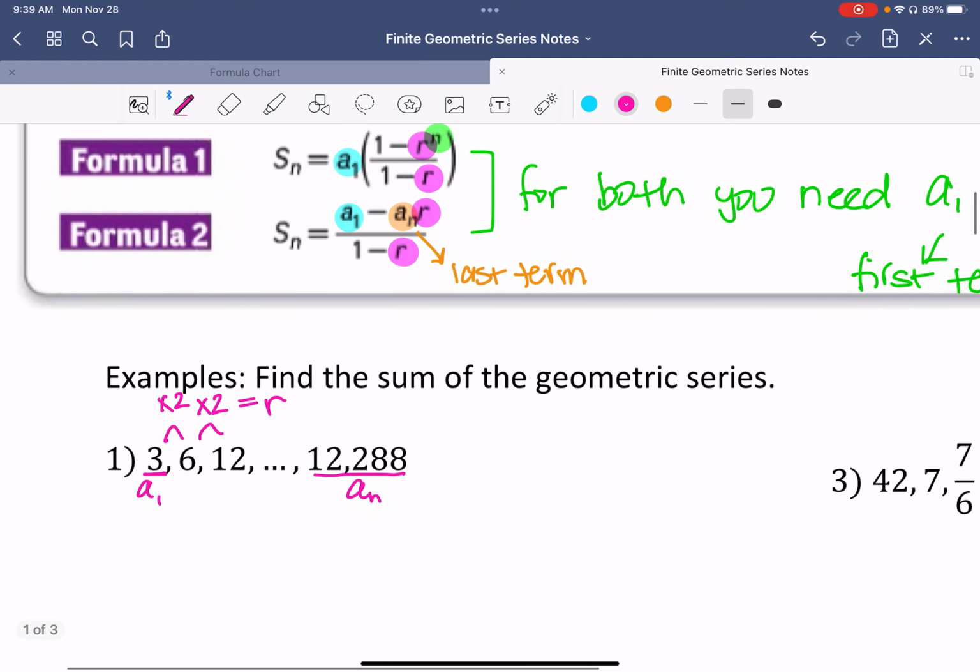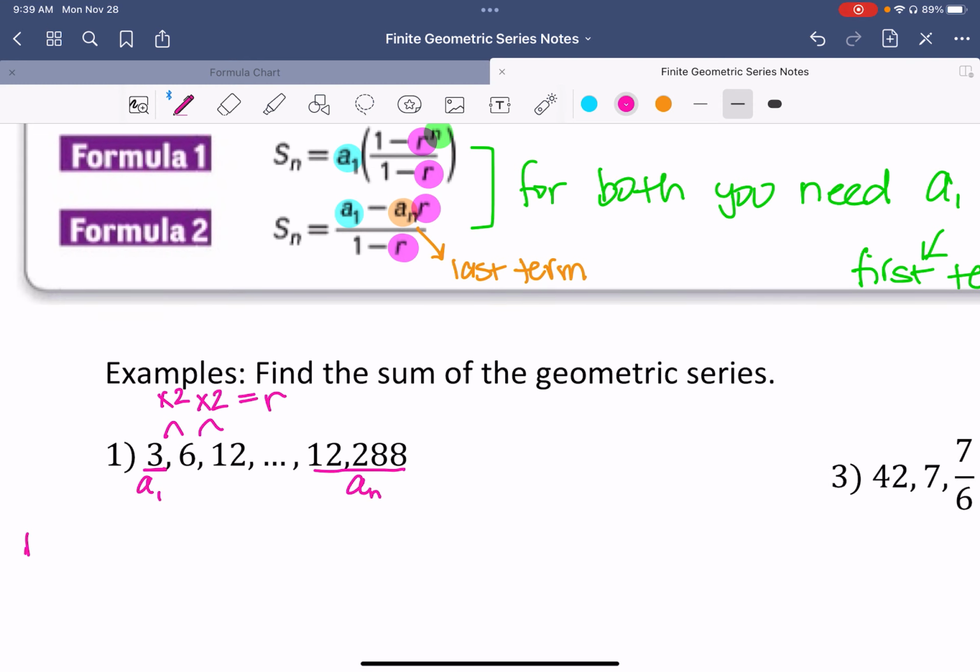Okay, so let's look at the formulas that we have. I don't know the number of terms, but I do have the last term, so I'm going to be using formula 2. I recommend you always write the formulas before you start plugging things in, to avoid any mistakes. It's very easy to leave something out if you're not looking. Now, this a sub n r looks kind of weird. So what I recommend is that you just put the r in parentheses so that you know that they're being multiplied, because it kind of looks like it could be to the power of, but it's not to the power, it's being multiplied. And then 1 minus r.